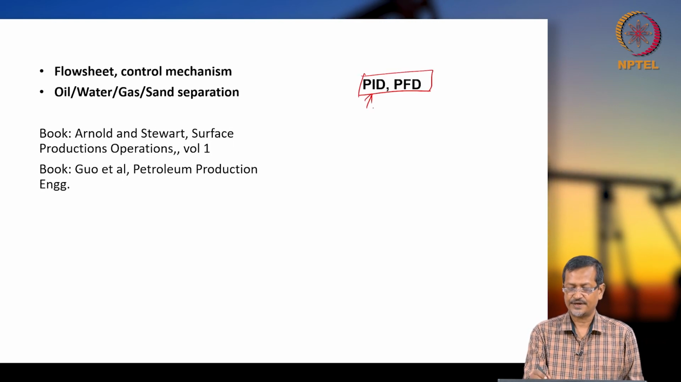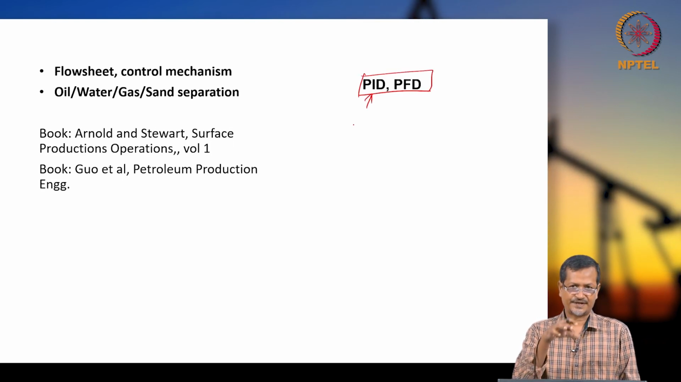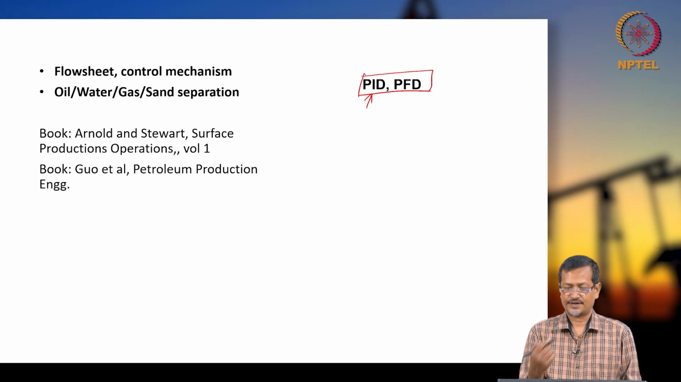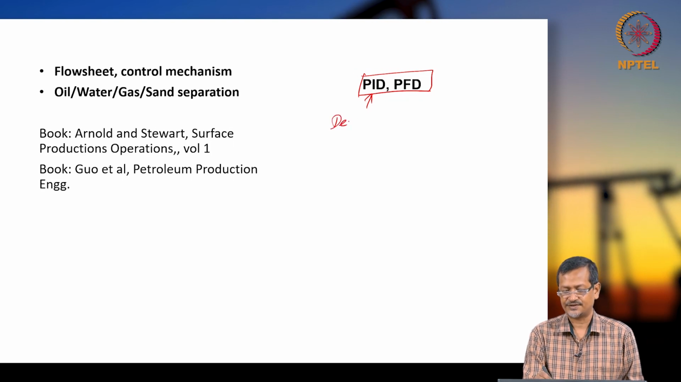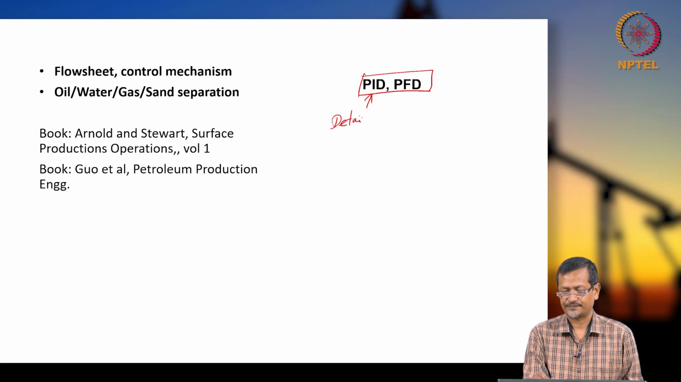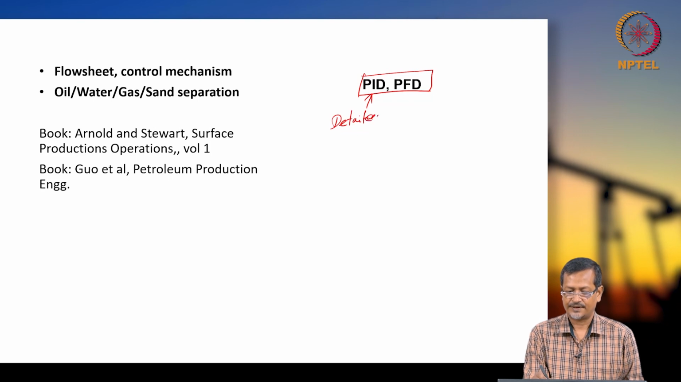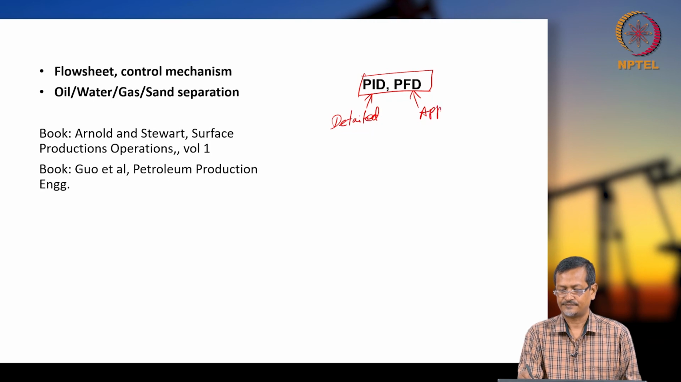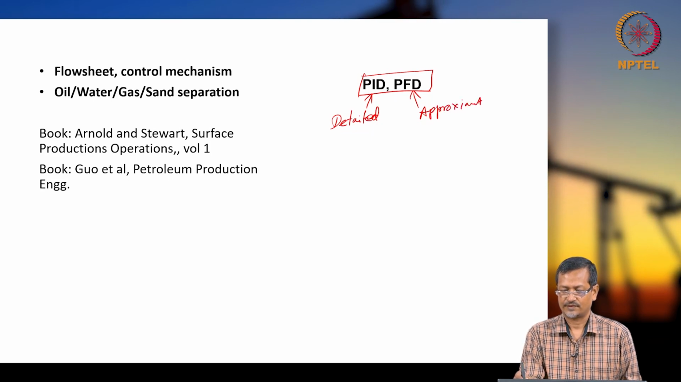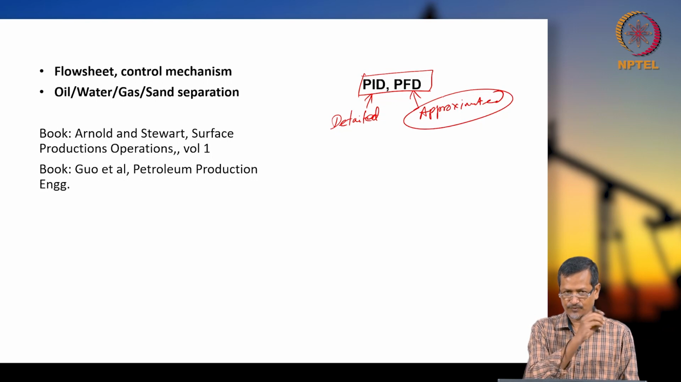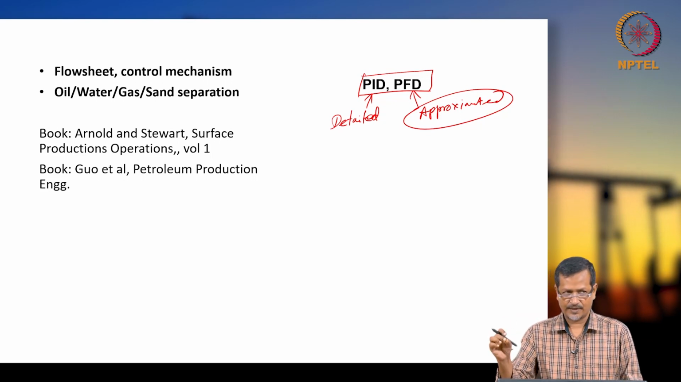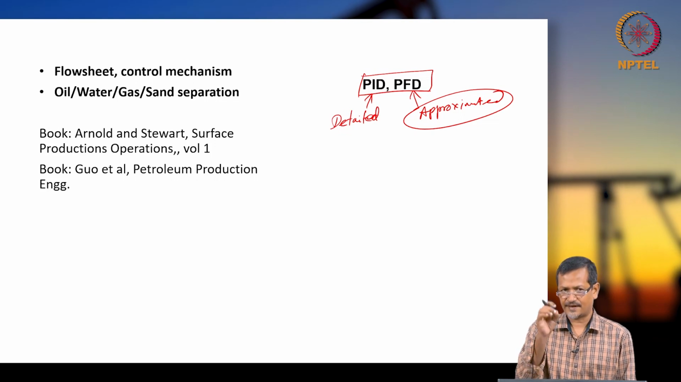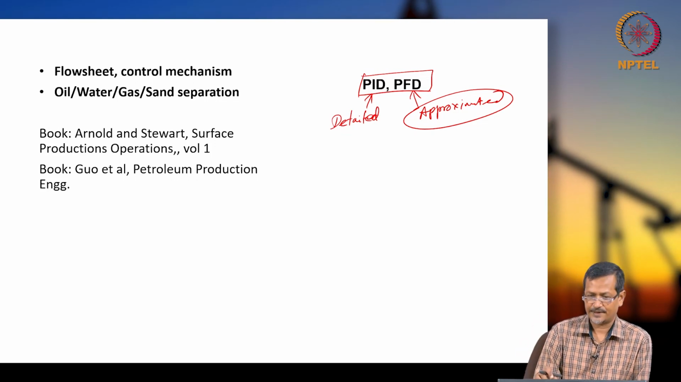PID is actually a detailed diagram. Whenever you are designing surface production systems or a gas gathering system, you give a detailed diagram. PFD is more approximated, so that you can understand the flow, how it is going from one point to another point. But PID will have more details, like line numbers and valve numbers.